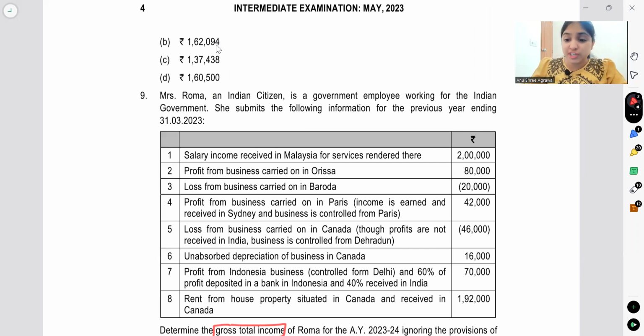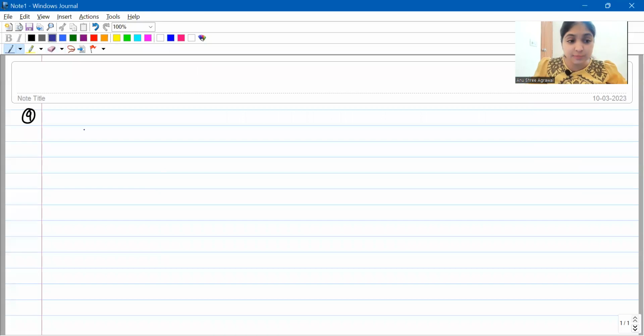Okay, but who is she? She's an Indian citizen. She's a government employee working for the Indian government. So let me give you a small revision of the concept involved first. Two concepts I want to discuss with you. Thing number one, whenever I talk about salary, where does this salary accrue? The salary accrues wherever I render my services.